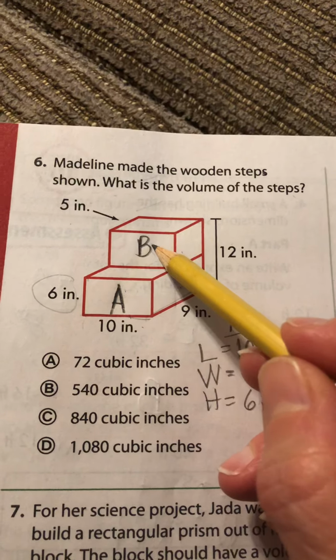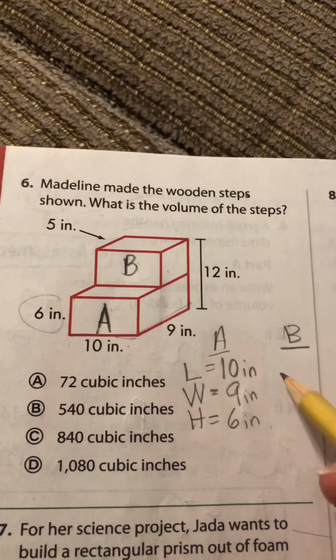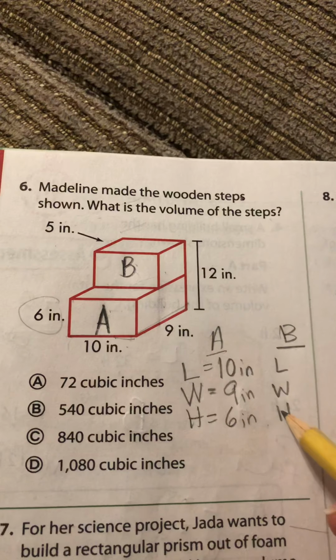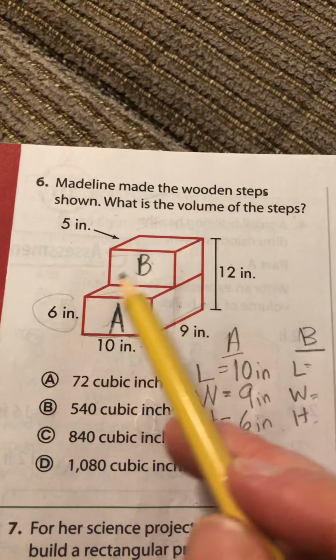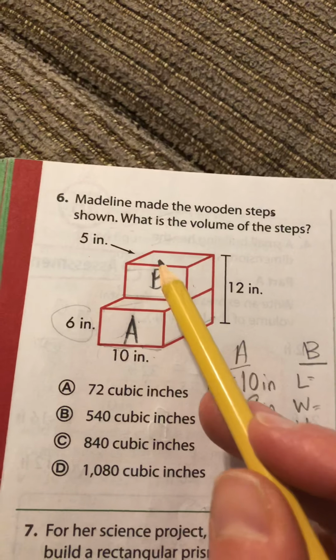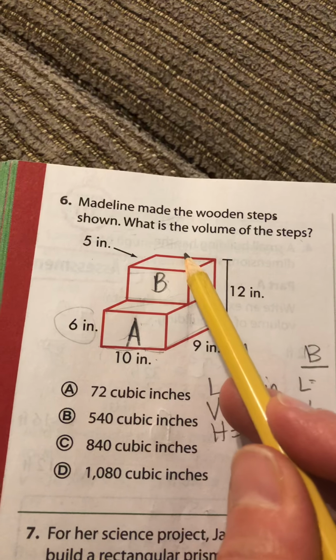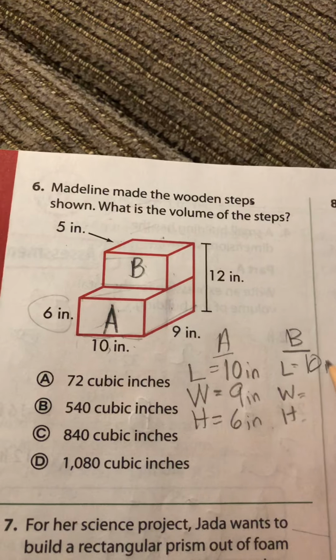Now let's look at step B. It gets a little trickier, and I'll show you why. So I'm going to put my little chart here: length, width, and height. Length of B: I know that it goes straight across, and this line is parallel to this line, that's parallel to this line, and this line. Going back to the beginning, we know that the length is 10 inches.